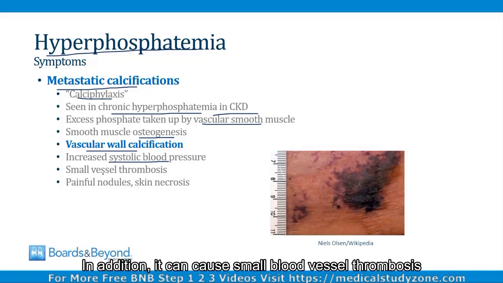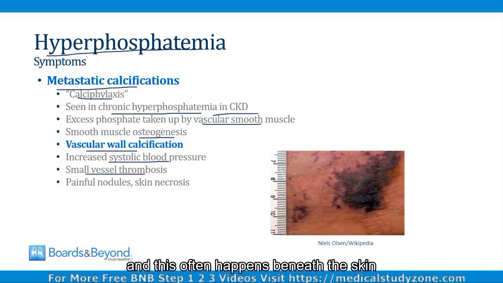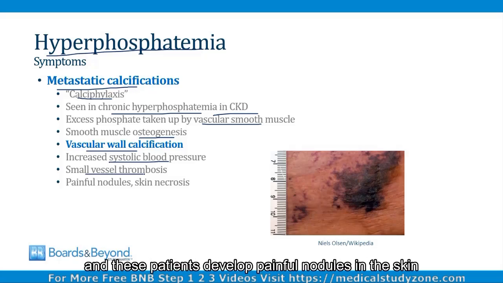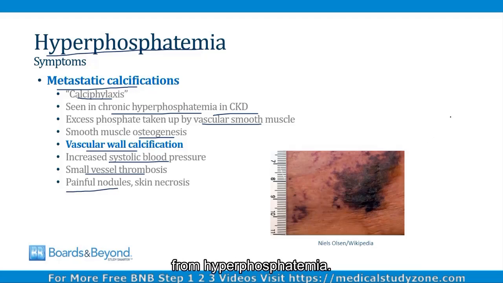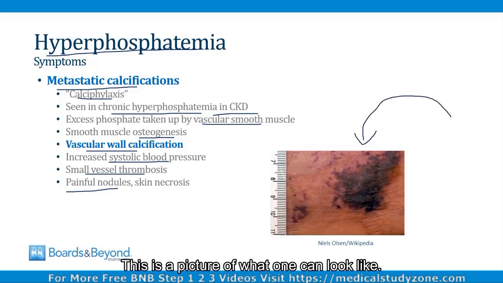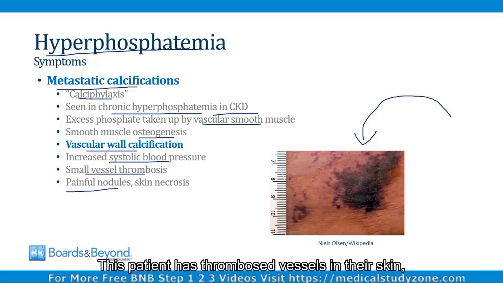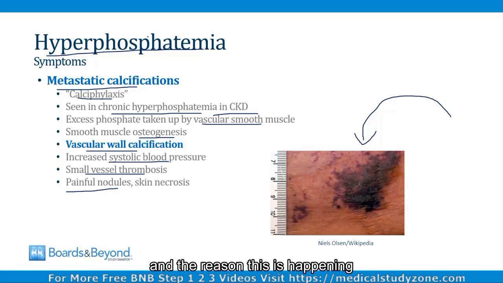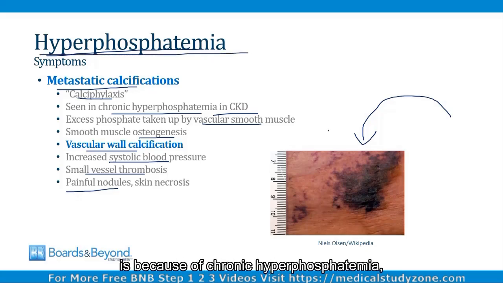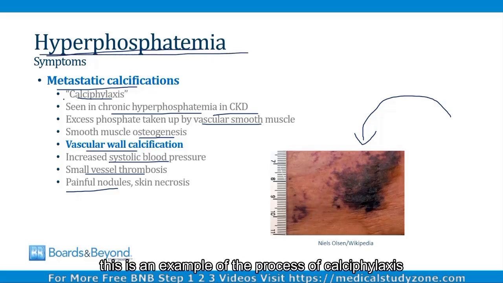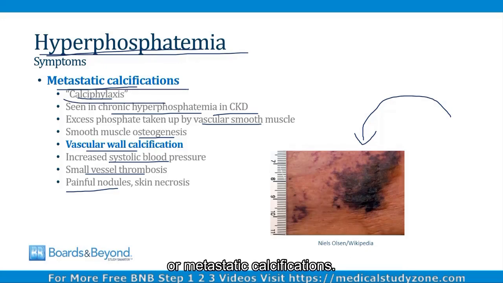In addition, it can cause small blood vessel thrombosis, and this often happens beneath the skin, and these patients develop painful nodules in the skin from hyperphosphatemia. This is a picture of what one can look like. This patient has thrombosed vessels in their skin, and the reason this is happening is because of chronic hyperphosphatemia. This is an example of the process of calciphylaxis or metastatic calcifications.